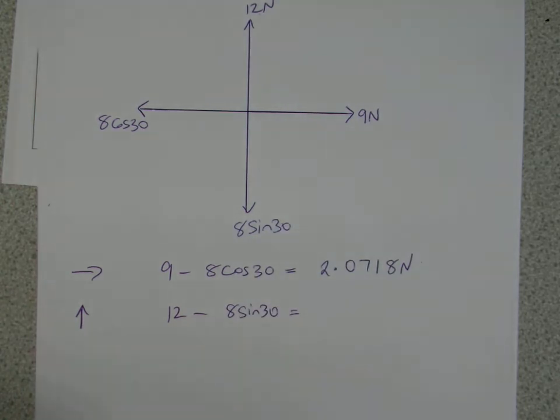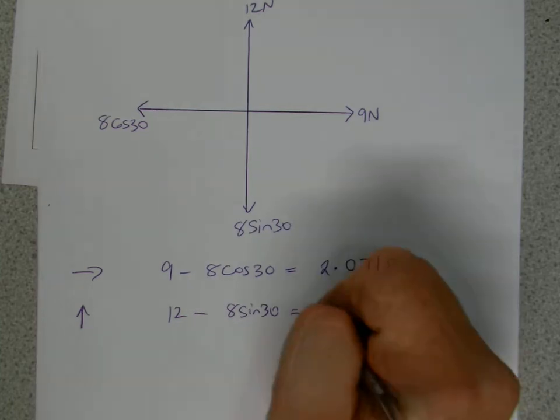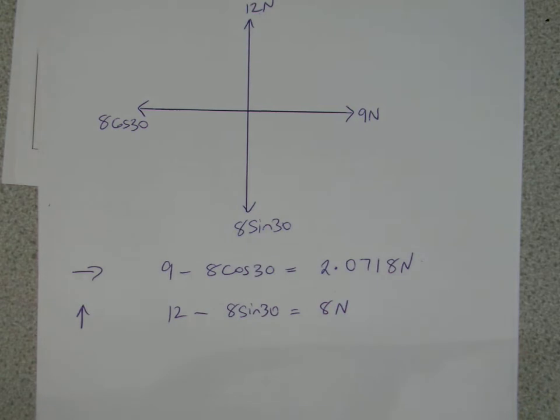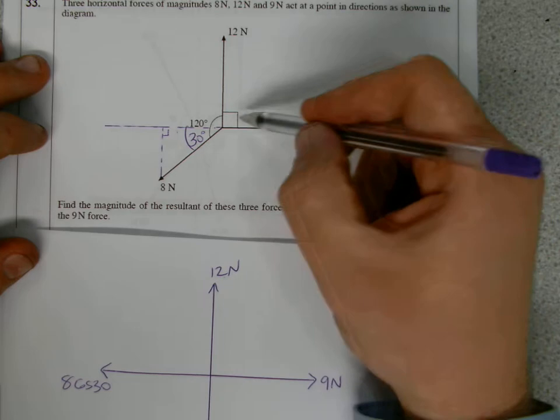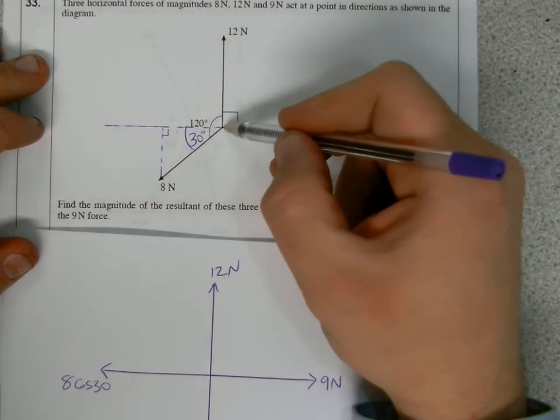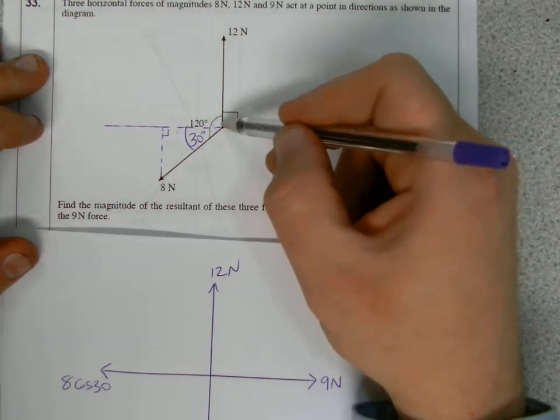We get the answer to be 8 exactly. Okay, so that's positive as well. So basically, this system, you're going to have the resultant force going somewhere like this. It's going to be something like that.